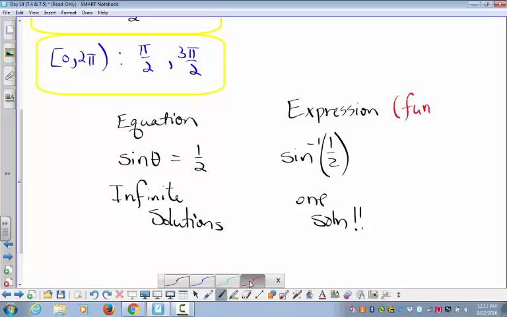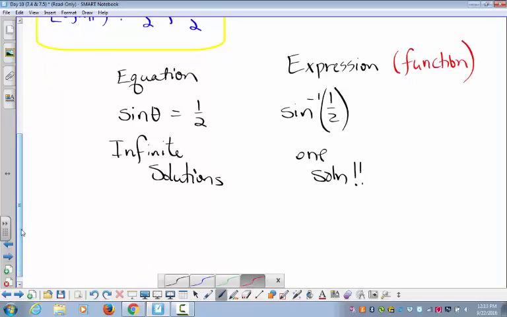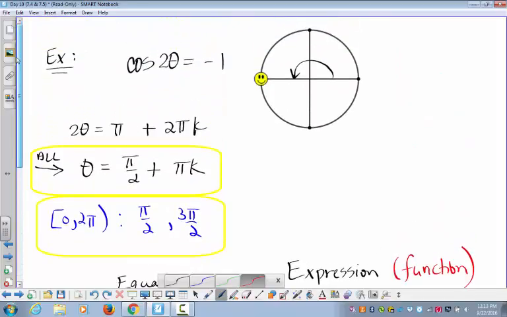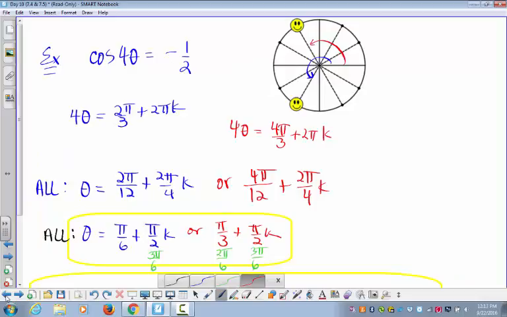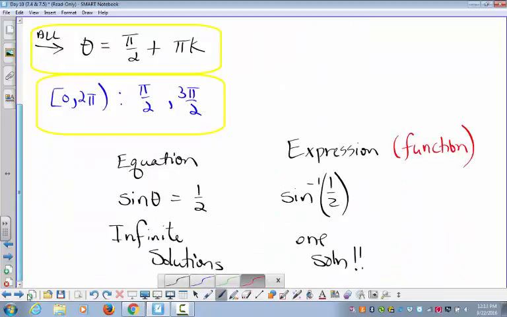So this is a function that we're evaluating, and there's going to be one answer to that evaluation. So really, really important to understand the difference. Nowhere up here when I'm solving equations did you ever see me write an inverse trig function unless we had to find a reference angle. That's the only time we ever go to an inverse trig function. So those two are totally different. They look very similar, but they're totally different. This is an equation that has infinite solutions. That's an expression that has one answer to it. So it's really important to just get that clear.